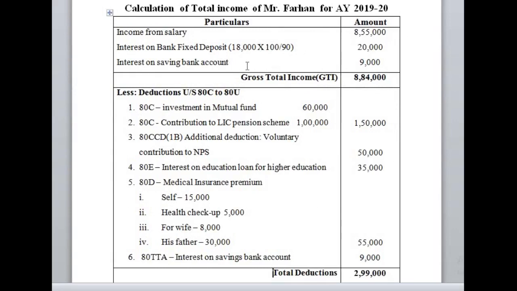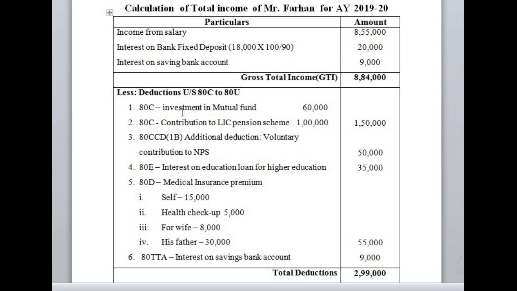First it should be taken under the gross total income, then later it is deductible under section 80TTA as interest on savings bank account. For the deduction purpose, the maximum limit allowed for interest on savings bank account is 10,000. So gross total income will be 8,84,000. So from this, less deductions under section 80C to 80U.